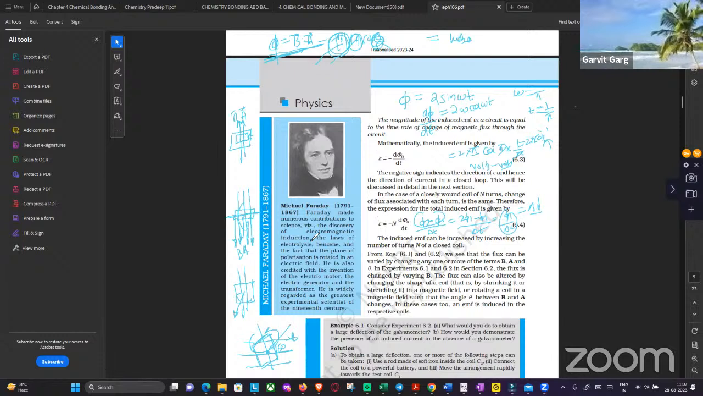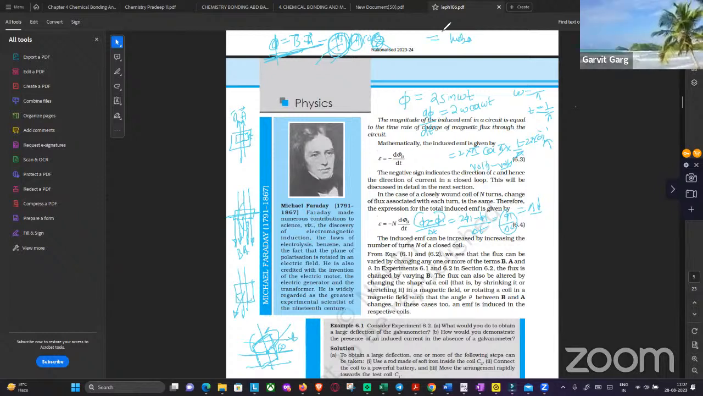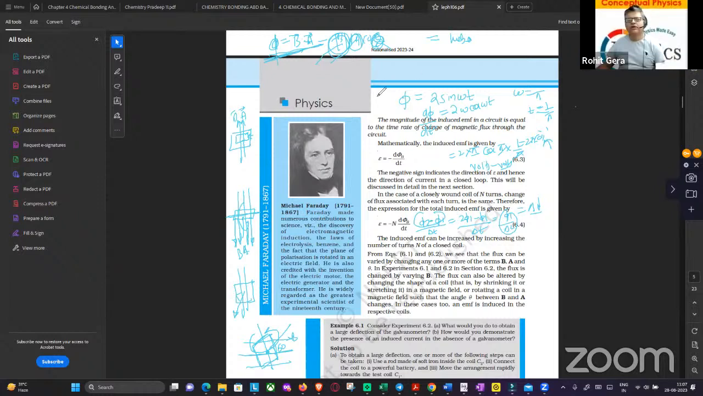Okay. If you change your magnetic field which you are passing through the coil, the phi will again change because phi is dependent on B. ये समझ में आया पॉइंट? And if you change the alignment between them, coil के एंगल को बदलते रहो.